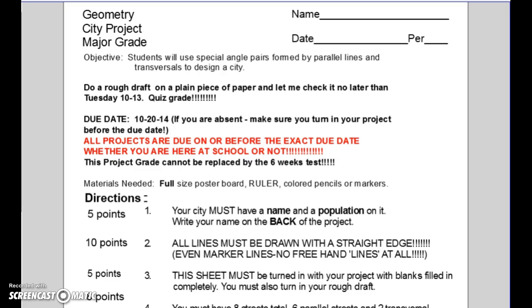And what do you know about those transversals? They are not going to be parallel. Where do you see this? On number 4, it says that you need to have 2 transversals, and those transversals are not going to be parallel. Are we doing this?